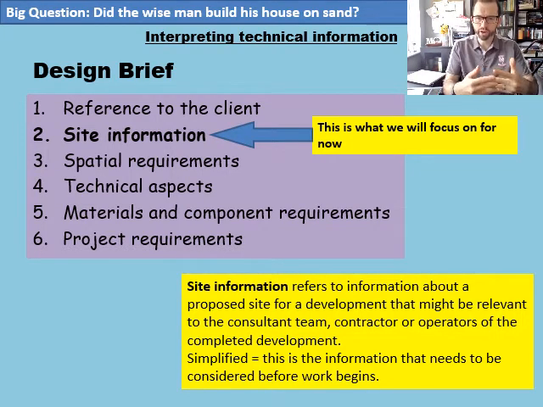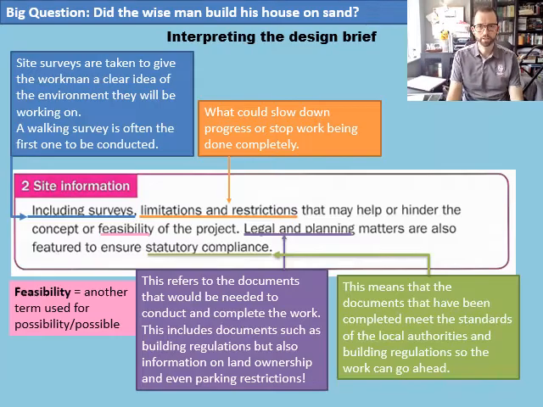If a house is right onto a road and you're going to do a construction project, site information will have to state that you could be building and using like the public path or the road to store a skip or something, you need to get a special license for that. So this is all really important stuff to think about, and it all adds up. So site information, including surveys, limitations and restrictions that may help or hinder the feasibility of the project.